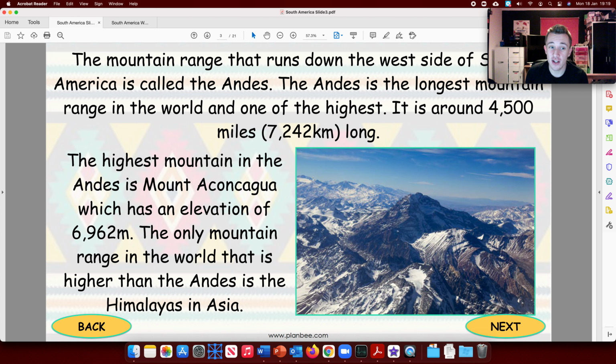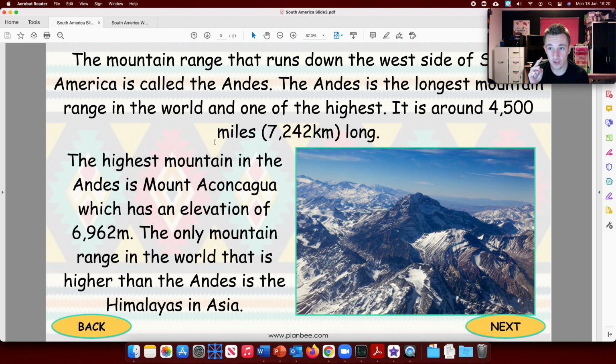The highest mountain in the Andes is Mount Aconcagua. Yes, that's the best attempt I'm going to make at that. Which has an elevation, a height, of 6,962 metres. Right, think about a metre stick in the classroom.